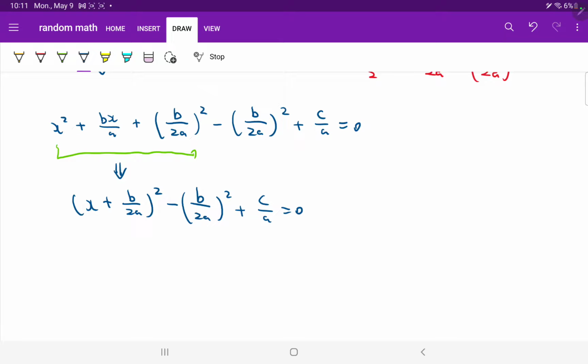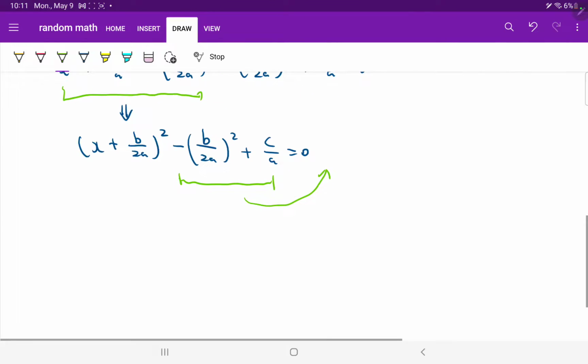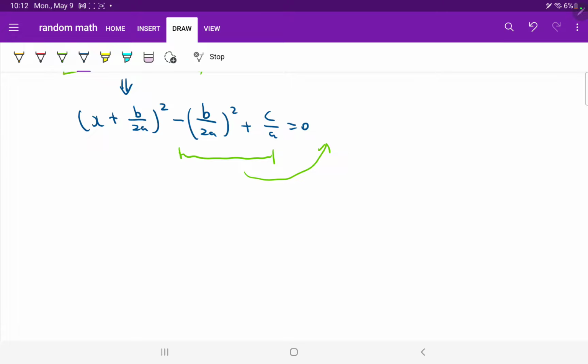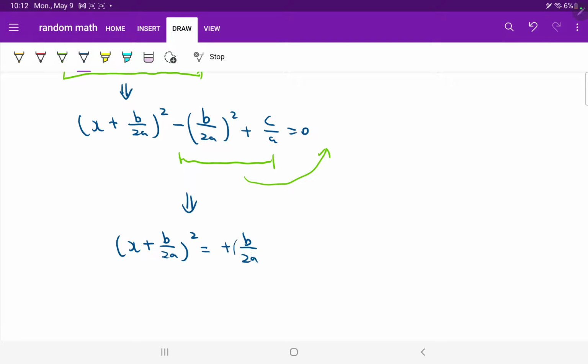So now what we want to do is move these two terms to the right side. If you have a negative term on the left, you move it to the right and it becomes positive. And if you have a positive term on the left, if you want to move that to the right, it becomes negative. So in this case, let's write x plus b over 2a squared. You want to move these two to the right side. So we have a negative b over 2a squared, so that will become positive b over 2a squared. And then you have a positive c over a, and that will become a negative c over a.